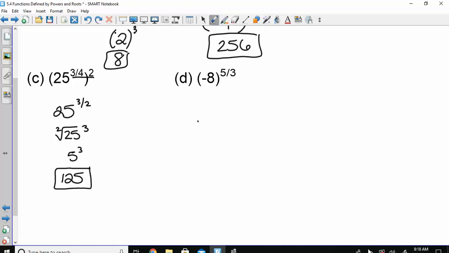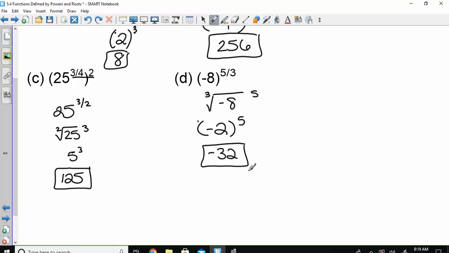Why don't you guys try D? Radical form, what goes outside the radical? The bottom goes on the outside. So the cube root of -8 is -2. And -2 to the 5th, -32. Alright. So far, so good? Let's look at some with variables that you can't just put the whole thing in your calculator to evaluate.